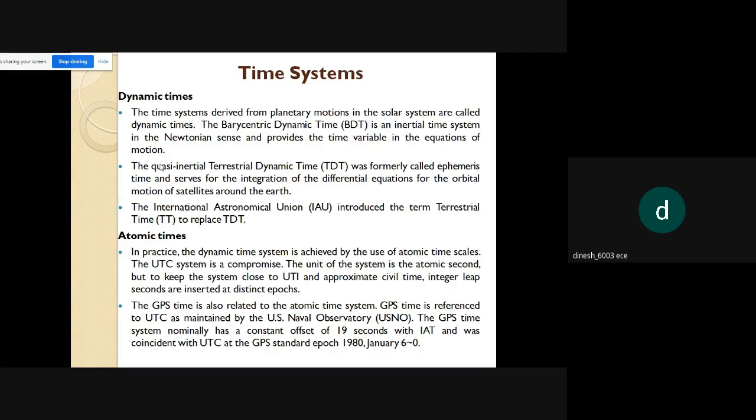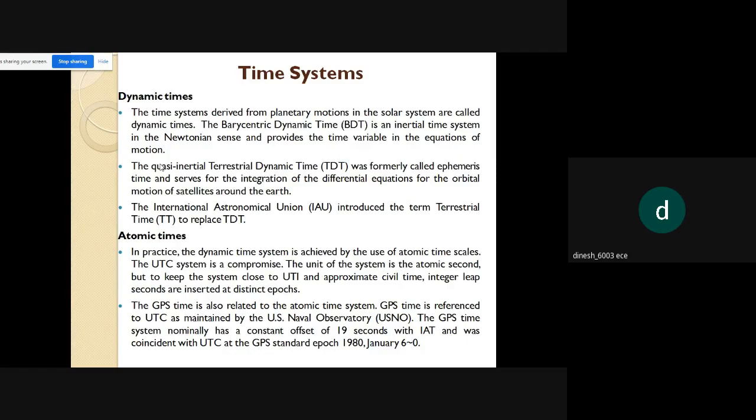There is barycentric dynamic time, which is used as an inertial time system in the Newtonian sense, providing the time variable in equations of motion. So that is the first type of dynamic time. Another one is the quasi-inertial terrestrial dynamic time, which was formed from ephemeris time in order to determine the orbital motions of satellites around the Earth. So that was the second dynamic time.